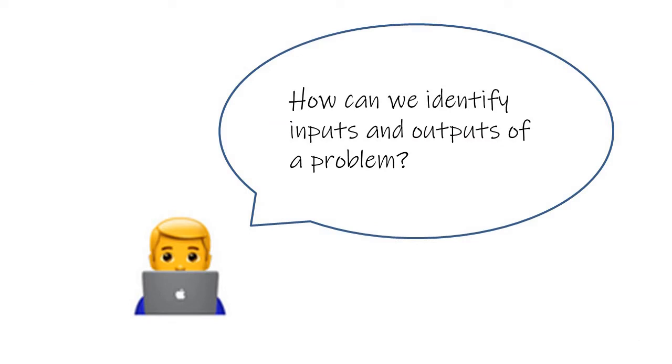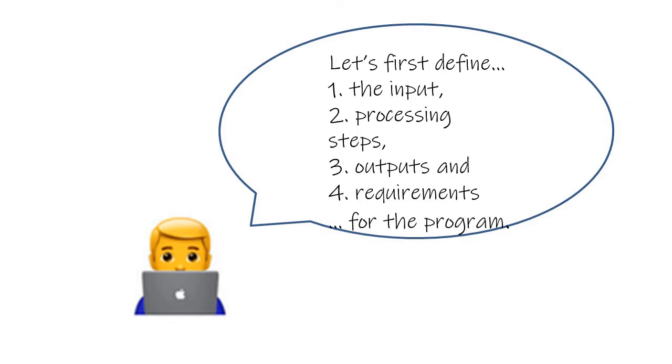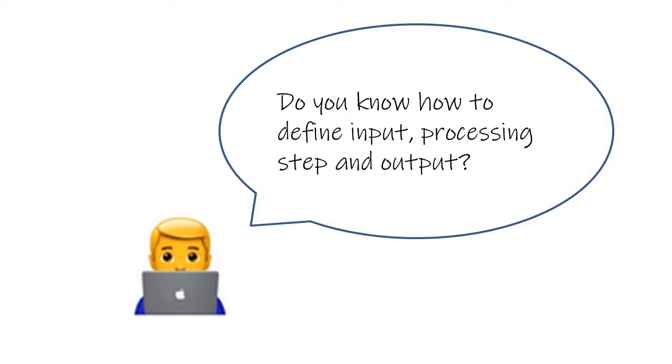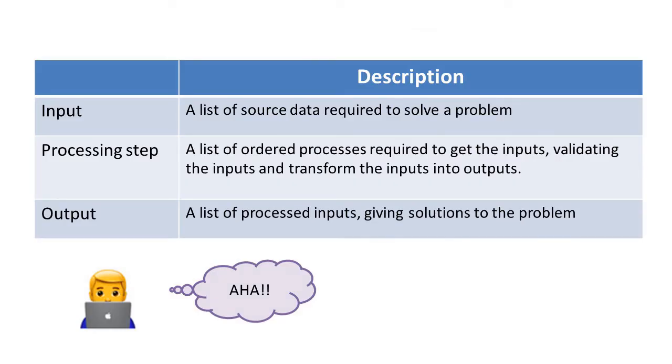To identify the inputs and outputs of a problem, programmers have to define the inputs, processing steps, outputs, and their requirements for the program. These things are usually shown in an IPO chart as mentioned in Chapter 1. Do you know how to define input, processing step and output? If you don't, here are the definitions.